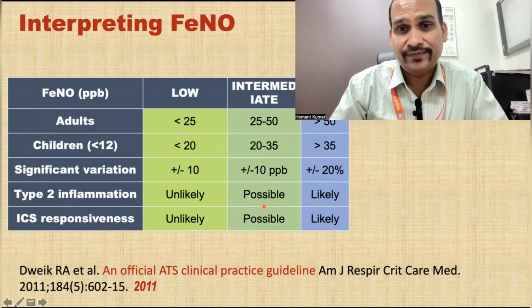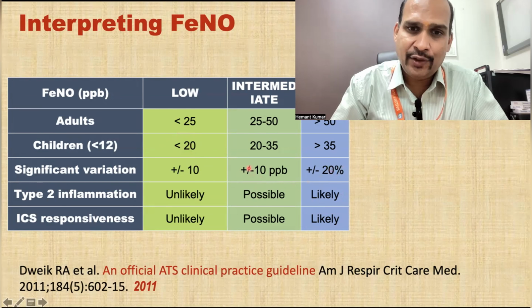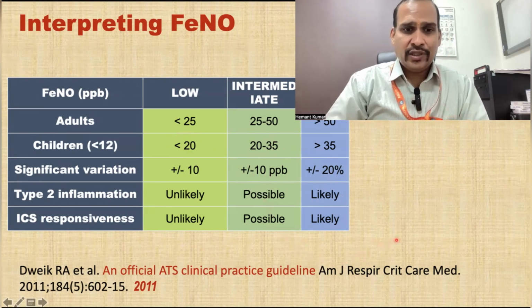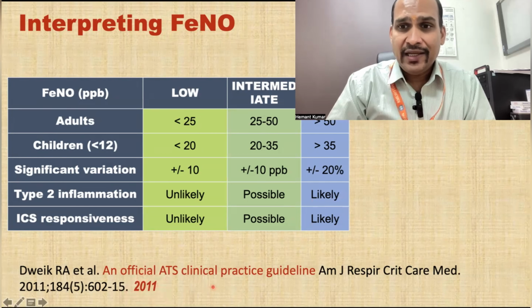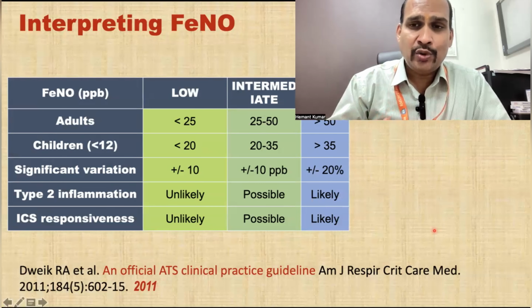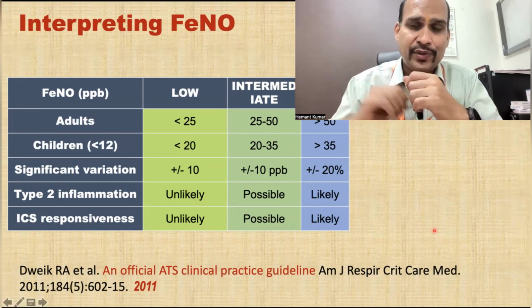Okay. In children, this is a different value. Less than 20 is low, more than 35 is high, and 20 to 35 is intermediate. So this is the cutoff value given in the ATS guideline 2011. For many years, there has been research going on into what the predicted value is for all individuals.